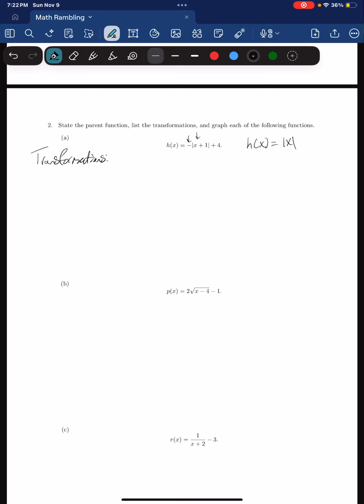So I know we have a flip over the x-axis. Let's see, any horizontal shifts? Yep, we got one. Now is it to the left or to the right? Well, it's a plus sign. The opposite of that would be to the left. So we're going left 1. Any vertical shifts? Yep, we got 1, and we're just going up 4. We don't have any stretching or compression. So that's good. So let's graph.